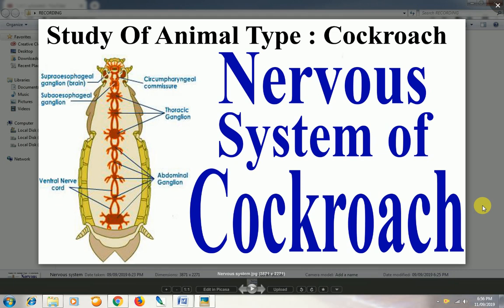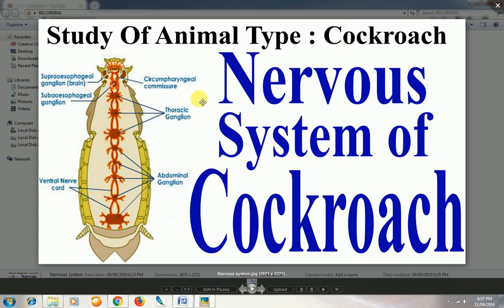If the students, those who are appearing for the NEET or AIPMT or the MHCET, or they are in 11th standard, want to prepare the chapter. In NEET there is a unit called Structural Organisation in Animals, and one chapter is the study of animal type, and the types are cockroach, earthworm and frog. I'm going to upload some videos of cockroach. I have already uploaded the external features of cockroach, classification and introduction of cockroach, digestive system, circulatory system, respiratory system. Today I'm going to upload the nervous system of cockroach.